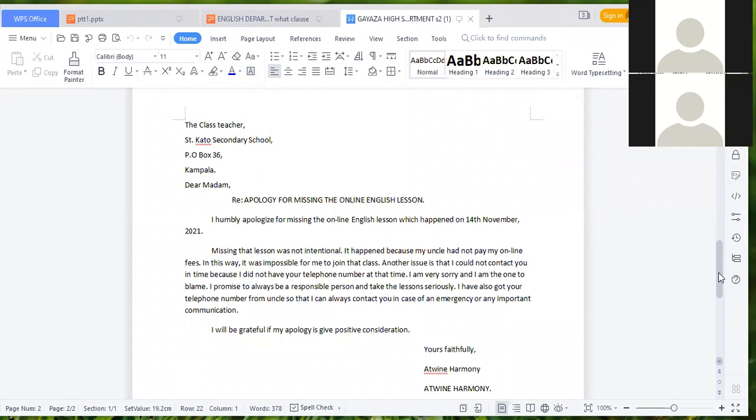Hashona, which reason can you give? Maybe my parents didn't have money to pay for data, and so I couldn't join the lesson. My parents did not have money. Very good. So why wouldn't you contact the teacher in time about missing the online lesson? Ahumuza Jolie, which reason can you give for not contacting the teacher? Like when you don't have the number of the teacher. You don't have the number. Thank you very much.